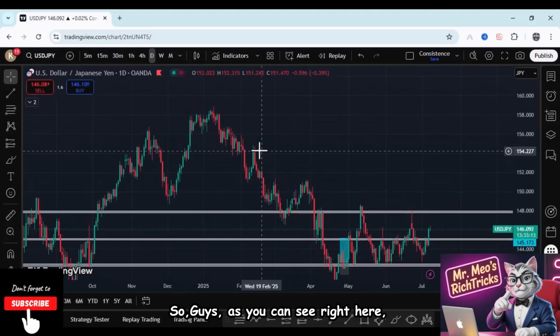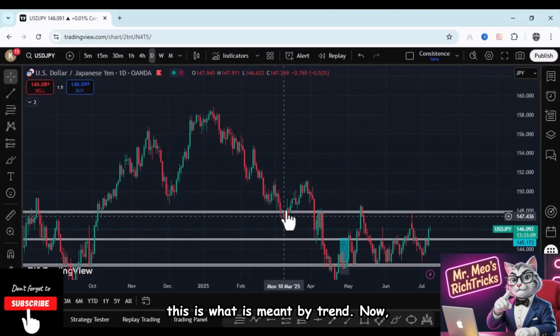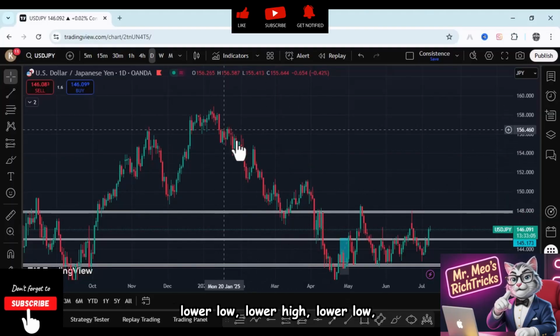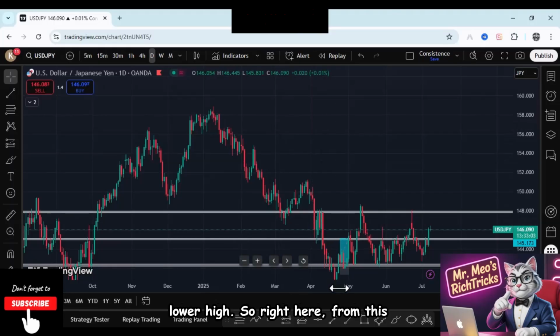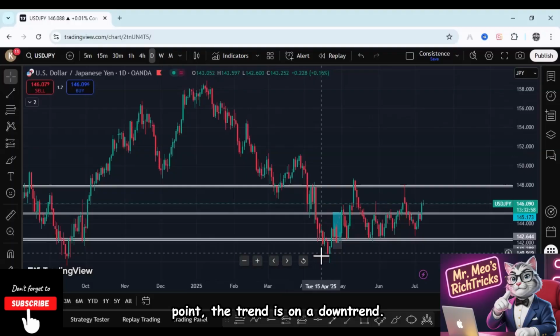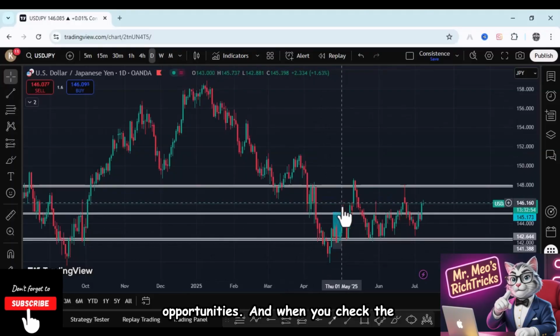So, guys, as you can see right here, this is what is meant by trend. Now, see, this is a lower low, lower high, lower low, lower high, lower low, lower high. So right here, from this point, the trend is on a downtrend. So here, you only look for sell opportunities.